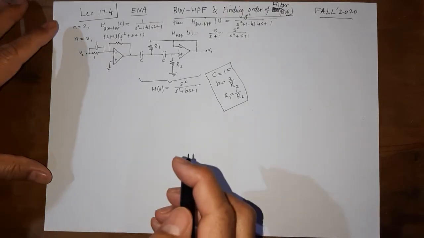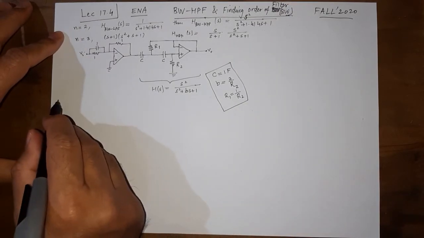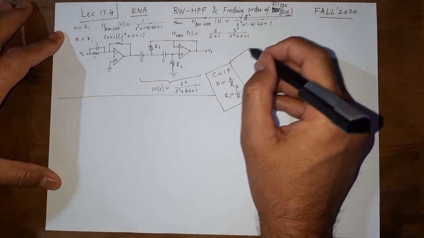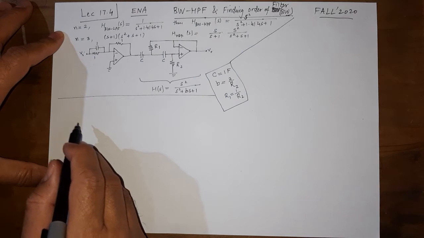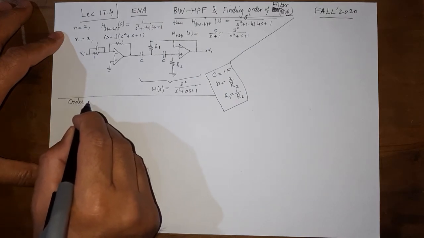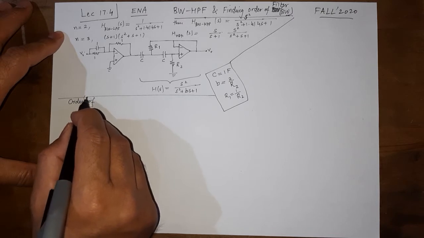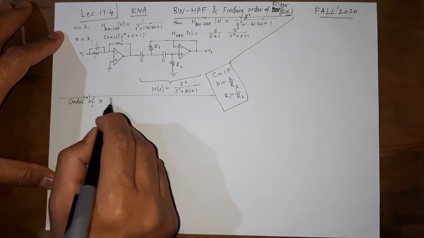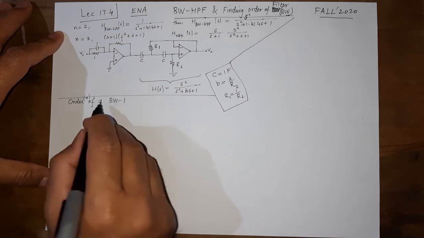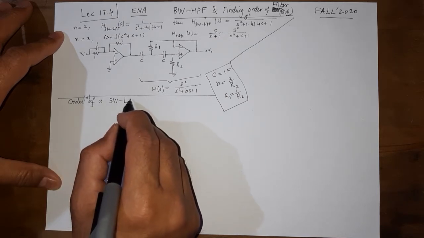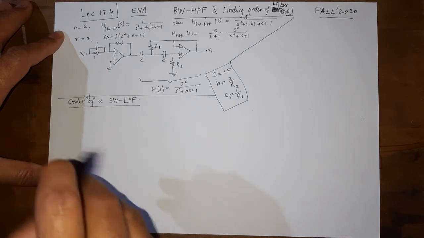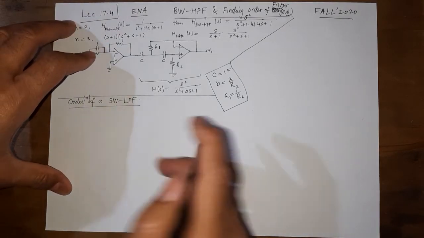A much more important thing to know and remember is what I mentioned in the last lecture: finding the order, that is n, of a Butterworth filter. This applies for both the high pass and the low pass filter case. However, I am taking up the example of a low pass filter.